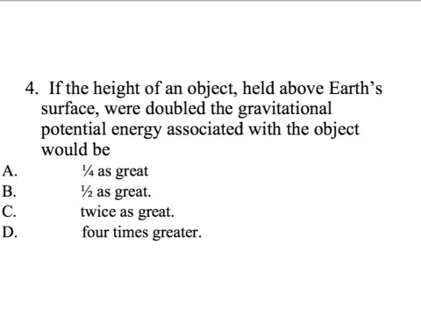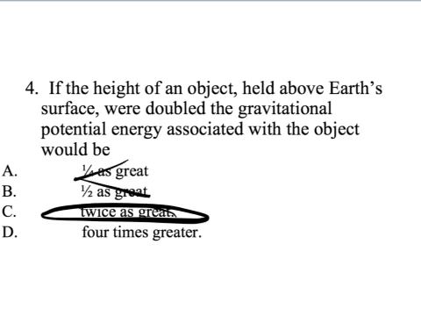If the height of an object held above the Earth's surface were doubled, the gravitational potential energy associated with the object would be, if the height were doubled, twice as great, guys. So if I double the height, then I'm going to have double the gravitational energy.